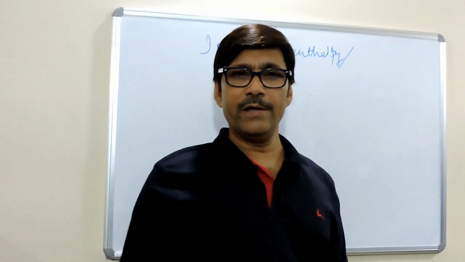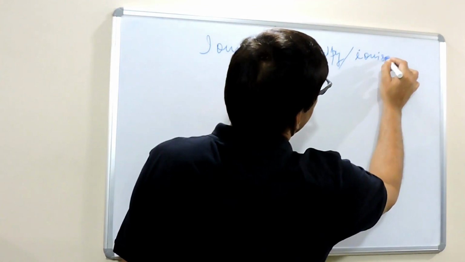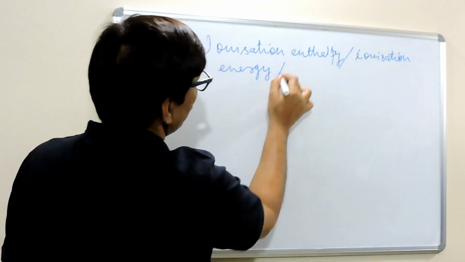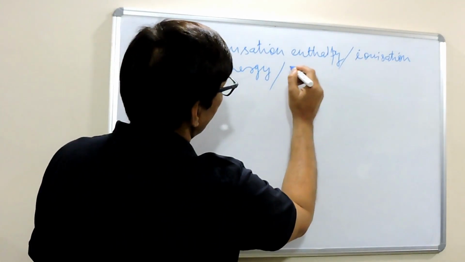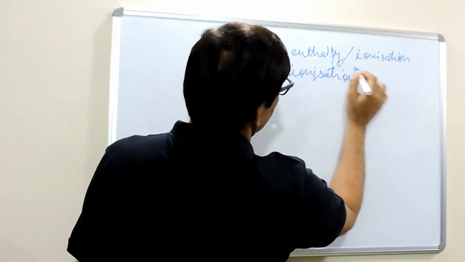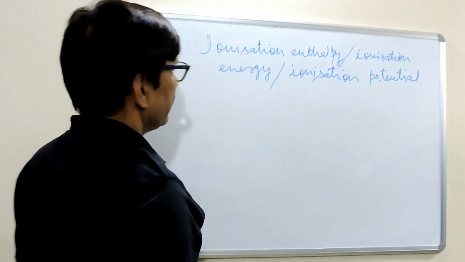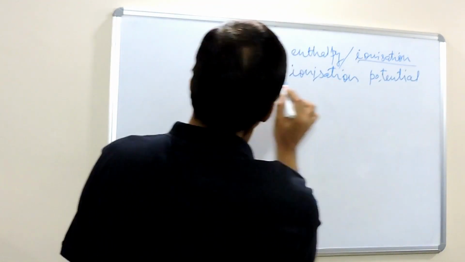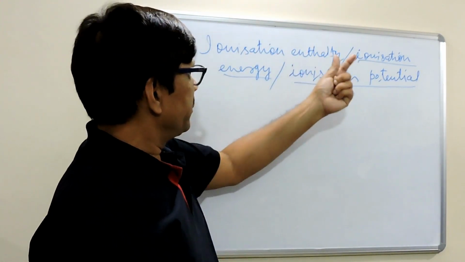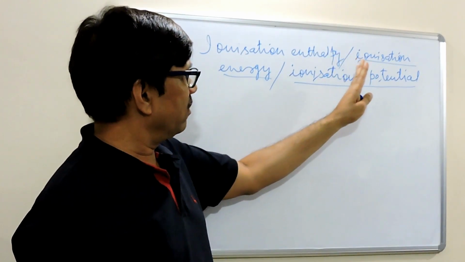This ionization enthalpy is also called ionization energy, or also called ionization potential. Okay, so what is the meaning of this ionization energy or ionization potential? The new term is ionization enthalpy. You will know about enthalpy later on in standard 10, 11, but it is related with the heat or energy required.